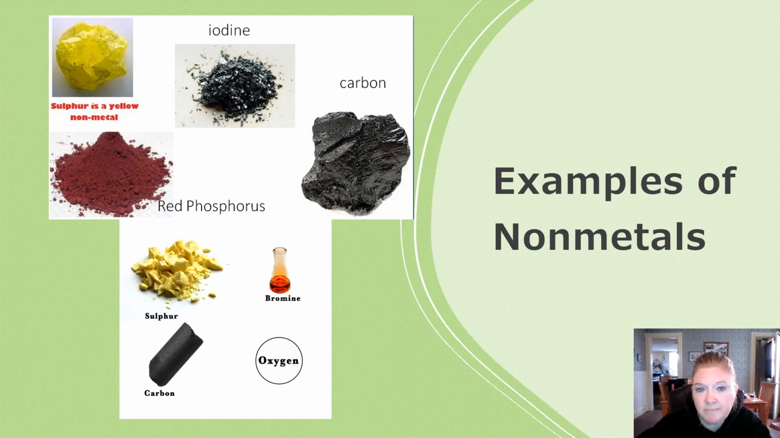So here are some examples of nonmetals. Oxygen, a gas, bromine, a liquid. So that's going to be our only liquid nonmetal. So we have one liquid metal, mercury, one liquid nonmetal, bromine. But you can see we have gases, we have solids, and we have solids in varying states, from powders to something more hard like carbon and sulfur in this visual here.